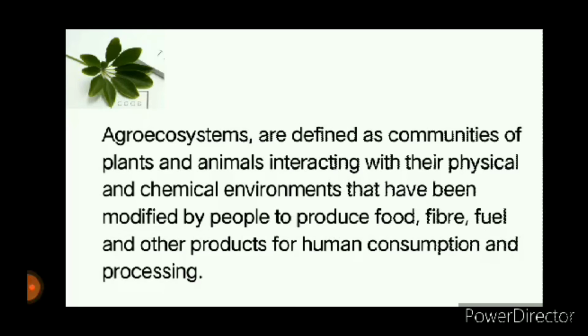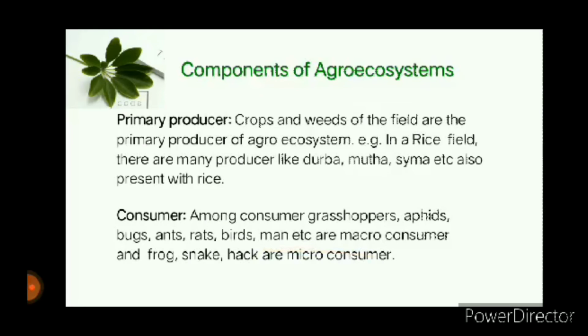So now let's move on to the components of agroecosystems. First is the primary producer. Crops and weeds of the field are the primary producers of agroecosystem. So this type of producer in agroecosystem forms the basis of the food chain by creating food through photosynthesis. The weeds and crops also act to shield the soil from the sun, which helps to keep the soil healthy and provide sustenance to other organisms.